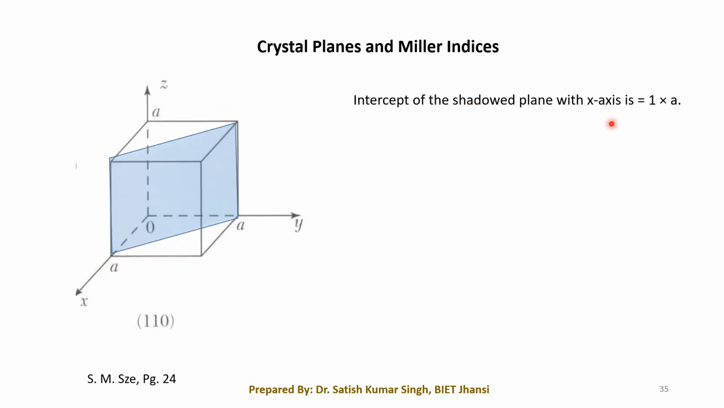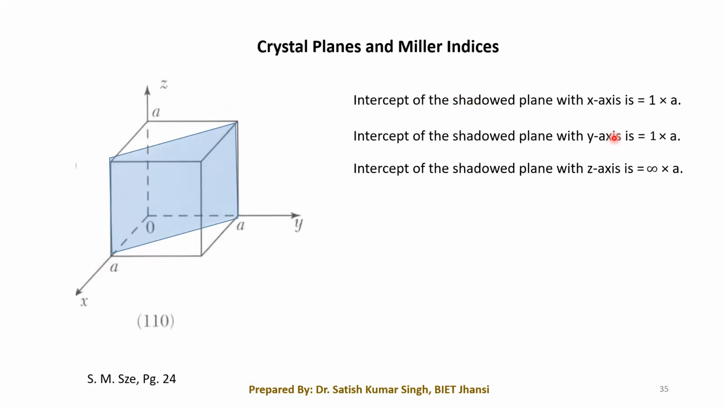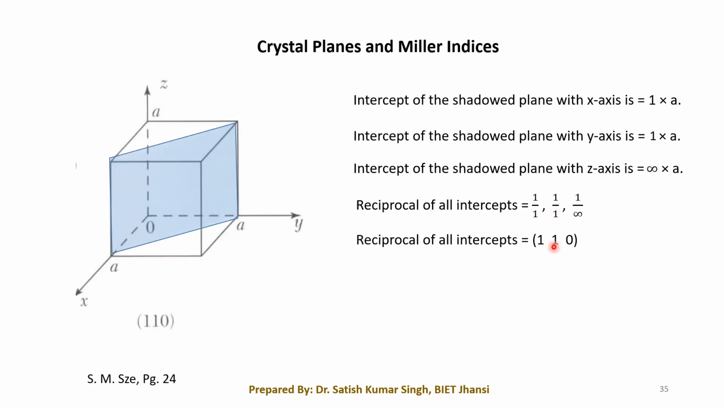The intercept of the shadowed plane with the x-axis is 1 times a, with the y-axis it is again 1 times a, and with the z-axis it is infinity times a, because it is not intersecting the z-axis. Again we take the reciprocal of these coefficients, 1, 1 and infinity, so it is 1 upon 1, 1 upon 1, and 1 upon infinity. The reciprocal of all these intercepts comes out as 110. So this is the 110 plane, and I will designate it as the 110 plane.